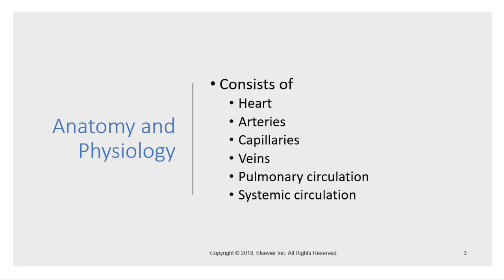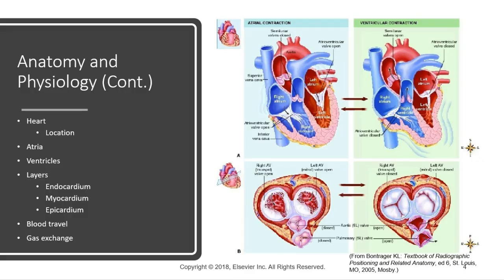So if we look at the anatomy and physiology of the heart, it consists of the heart, arteries, capillaries, veins, pulmonary circulation, and systemic circulation. Here you have some diagrams of the heart in cross-sectional views, so you can see each one. The heart is located in the chest, and it sits at an angle. You have the atria, you have ventricles, and you have layers: the endocardium, myocardium, and epicardium. It's where the blood is transported throughout the body, and one of the stops is the lungs for gas exchange.